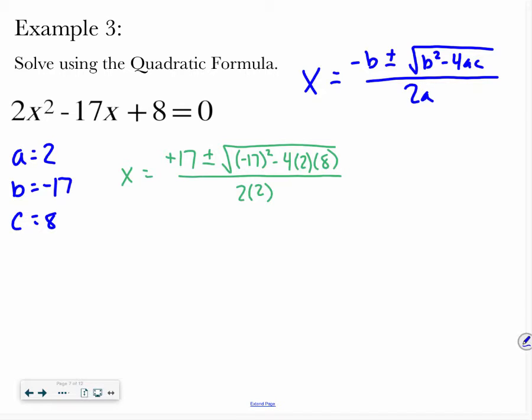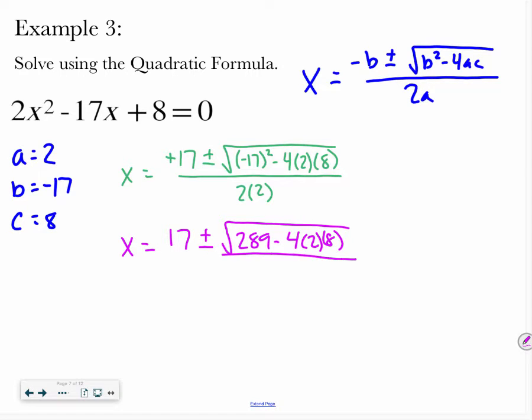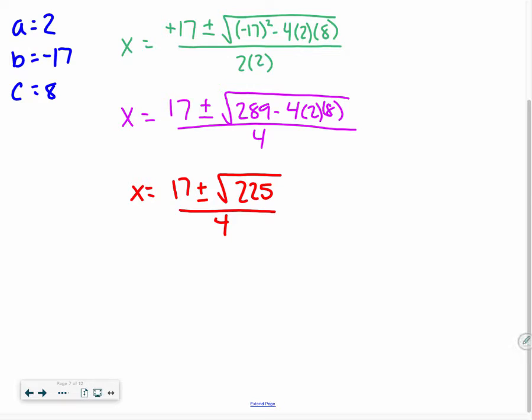And if I simplify that, I have x equals 17 plus or minus the square root of, that's 289 minus 4 times 2 times 8, all over 4, or x equals 17 plus or minus the square root of 225 over 4. And if I do that, I have x equals the square root of 225, which is 15.